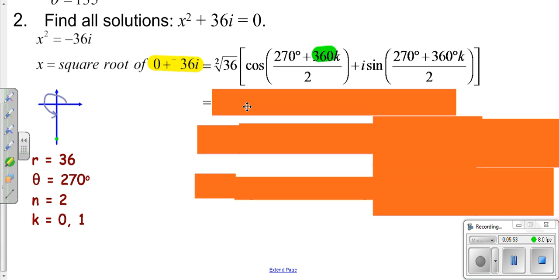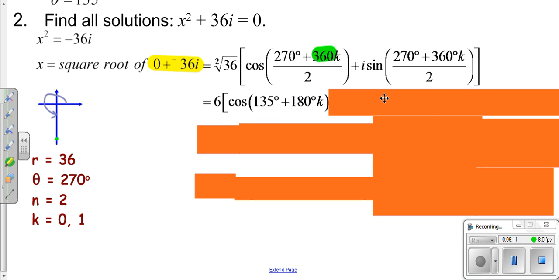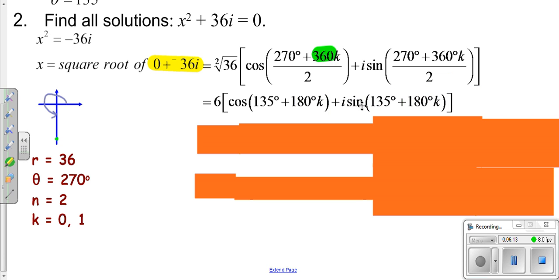Now, we can simplify this a little bit before we work it out. We know the square root, second root of 36 is 6. In this case, I can simplify this fraction. Sometimes this fraction won't simplify much. But I'm going to take the 270 over the 2 and the 360 over the 2, and I get this here. And once again, whatever's after the sine matches whatever's after the cosine.